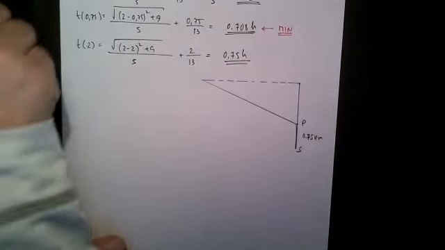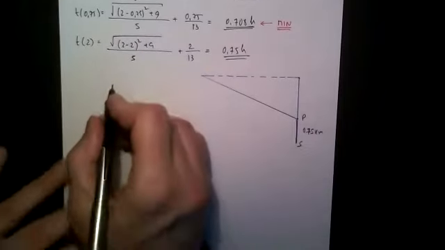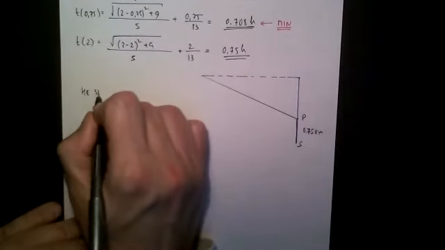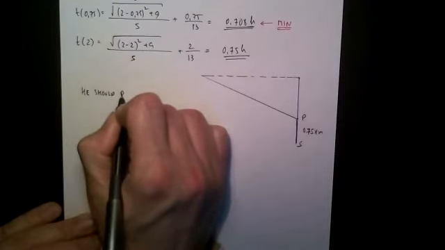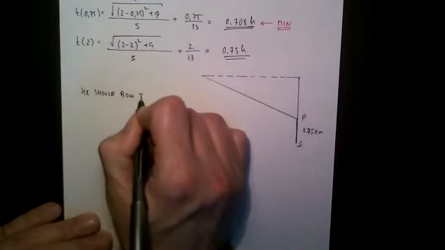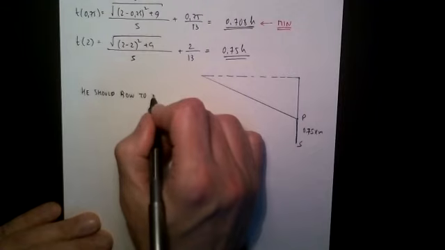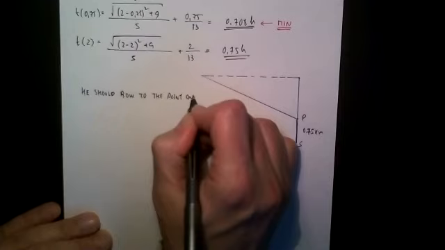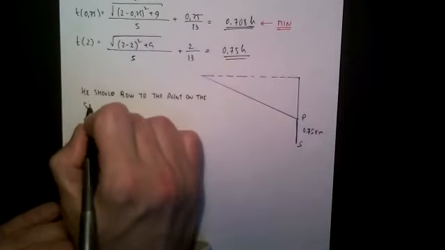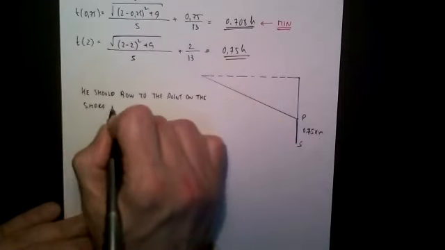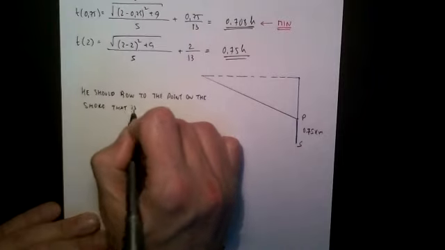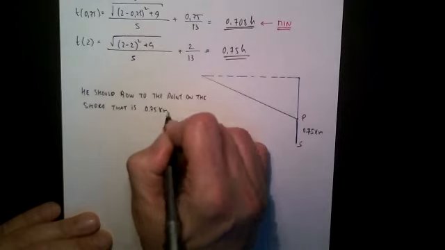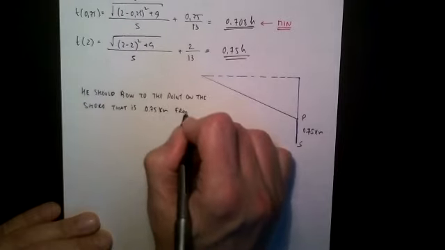Okay, so I'm going to write down the answer. He should row to the point on the shore that is 0.75 kilometers from the store.